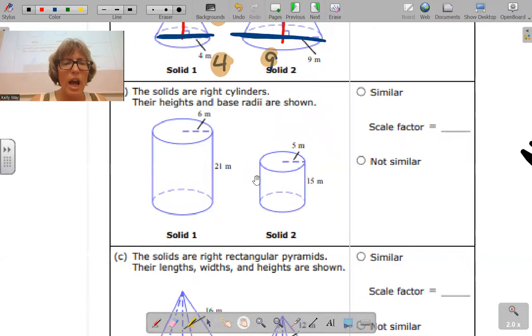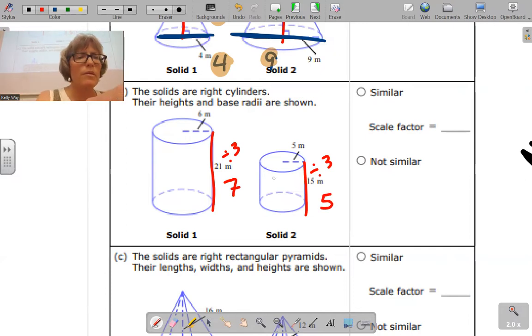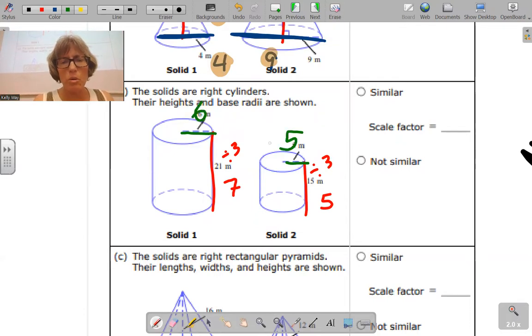It says right here the heights and the base radii. So we check the heights, 21 to 15. Both are divisible by 3. Now we come here, 6 and 5. Those aren't divisible by anything. Let's check our ratio. I have a 6 to 5 and 7 to 5. Once again, does not match, not similar.